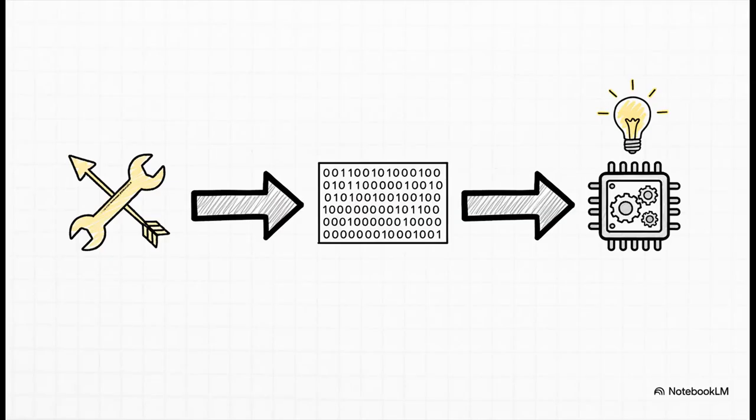Okay, time for the final transformation. The assembly code gets translated one last time into this, machine code, just raw numbers. This is the only thing the CPU actually speaks. It's its native language. And what's so cool is that assembly and machine code are basically mirror images of each other. You can translate back and forth pretty easily. That's why learning assembly is like getting X-ray vision into your computer.